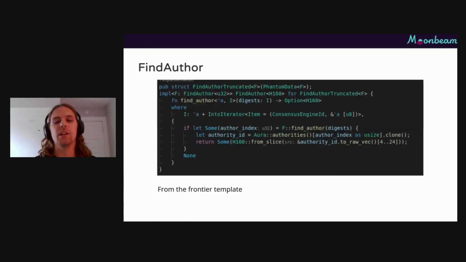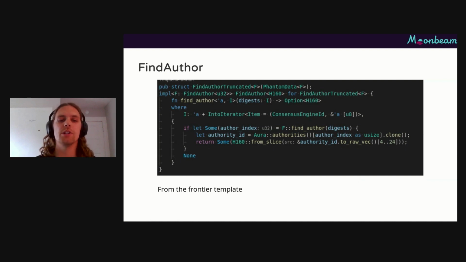The next thing is find the author. So in the EVM, contracts can ask the EVM, who is the author of this block? And you have the opportunity to provide a way for the EVM to know the answer to that question. And the way that you answer that question will depend heavily on your consensus mechanism.